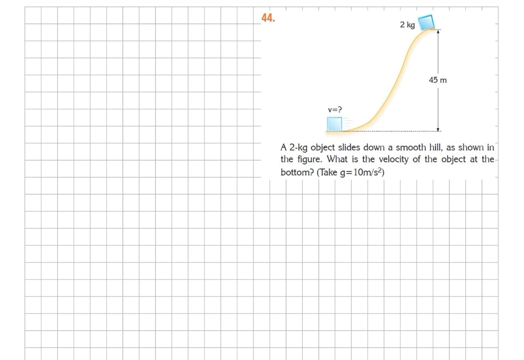Question 44. A 2 kilogram object slides down a smooth hill as shown in the figure. What is the velocity of the object at the bottom? Here we have to apply conservation of mechanical energy. Mechanical energy initial is equal to potential energy initial plus kinetic energy initial, and this mechanical energy will be conserved till the end of the motion.